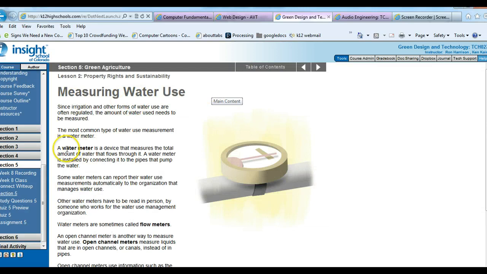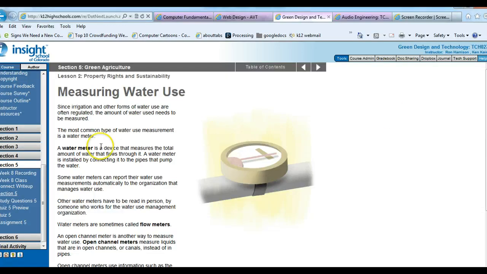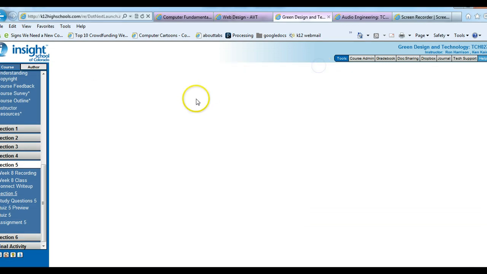Water use, measuring. Of course, most houses have water meters so people can see how much water you use, and then you get charged per the water that you use. And this talks about other ones called flow meters because it checks the flow of the water. Then open channel meters, they measure the open channels or canals that farmers might use. So there are many different types of meters, but for most of us, the water meter out by the curb in our yard is how we figure our water use.